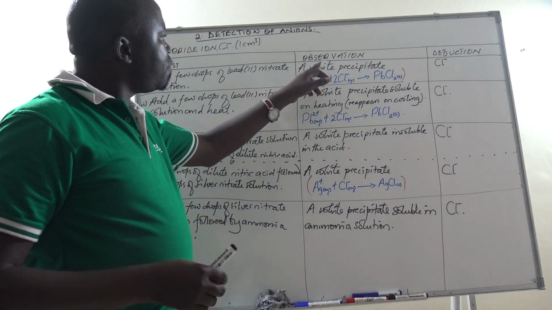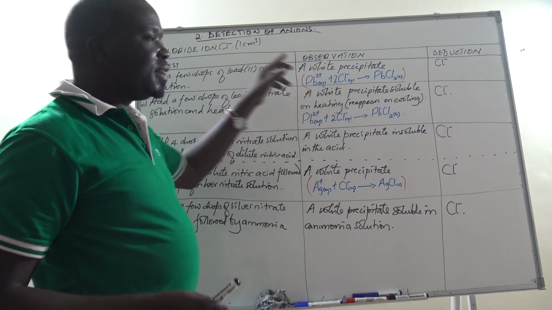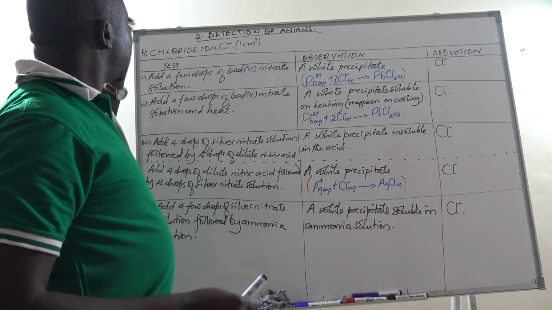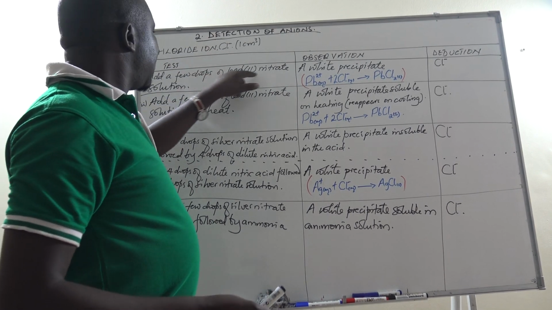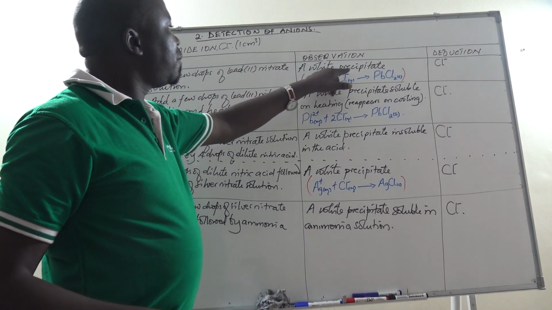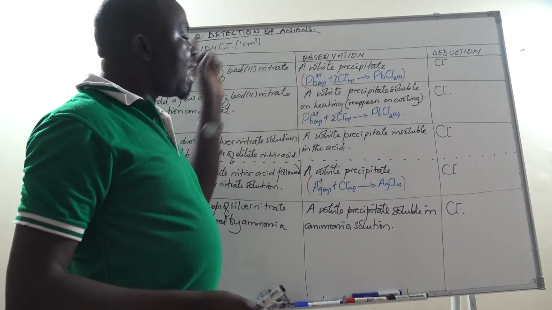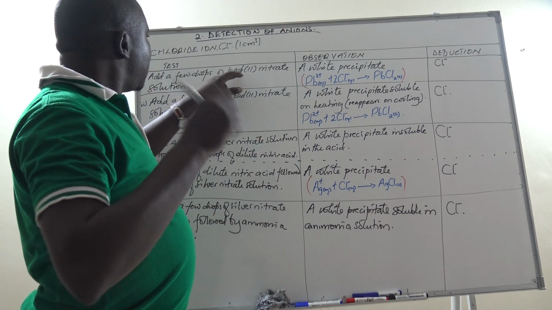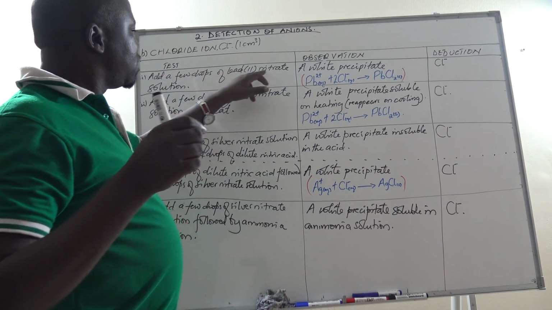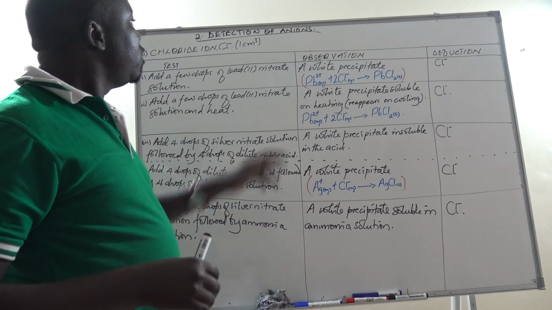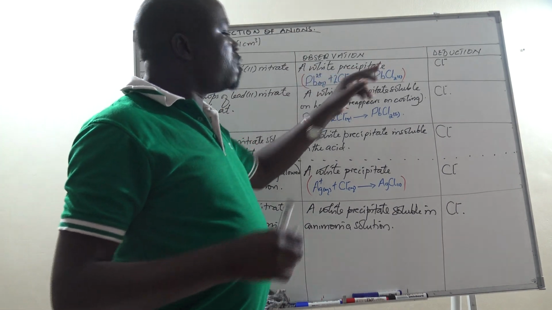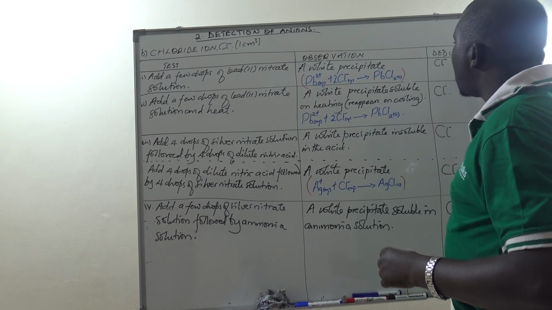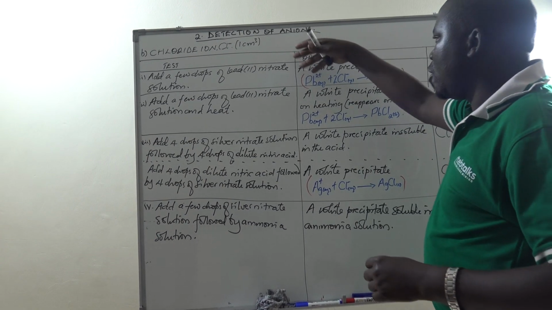So I want you to be able to see something here, that when we are detecting sulfate ion and we are detecting chloride ion, we use the same lead nitrate solution and we get the same observation of a white precipitate. Therefore, when you have been asked to add a few drops of lead nitrate solution to a solution under test, should you get a white precipitate, do not just write chloride ion, you also need to put what? Sulfate ion, because both of them give us the same observation.